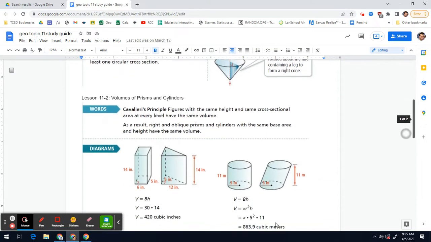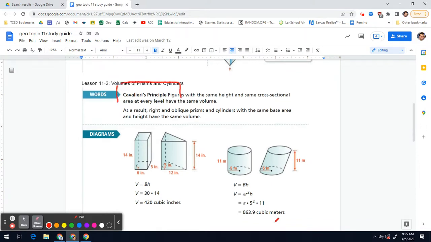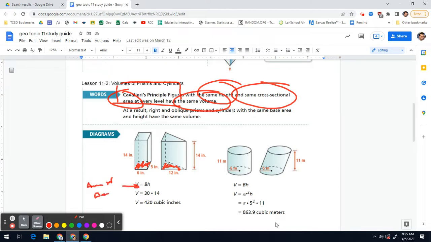So now let's talk about volumes. First of all, this idea of Cavalieri's principle. The big idea here: if two figures have the same height and same cross-sectional area, then they'll have the same volume. If we look at these two prisms, a rectangular prism and a triangular prism, they're telling you that both shapes have a base area of 30, which is true. This capital B stands for the area of the base. So their cross-sectional areas are equal. They also both have a height of 14. Therefore, these two volumes will be equal by Cavalieri's principle.